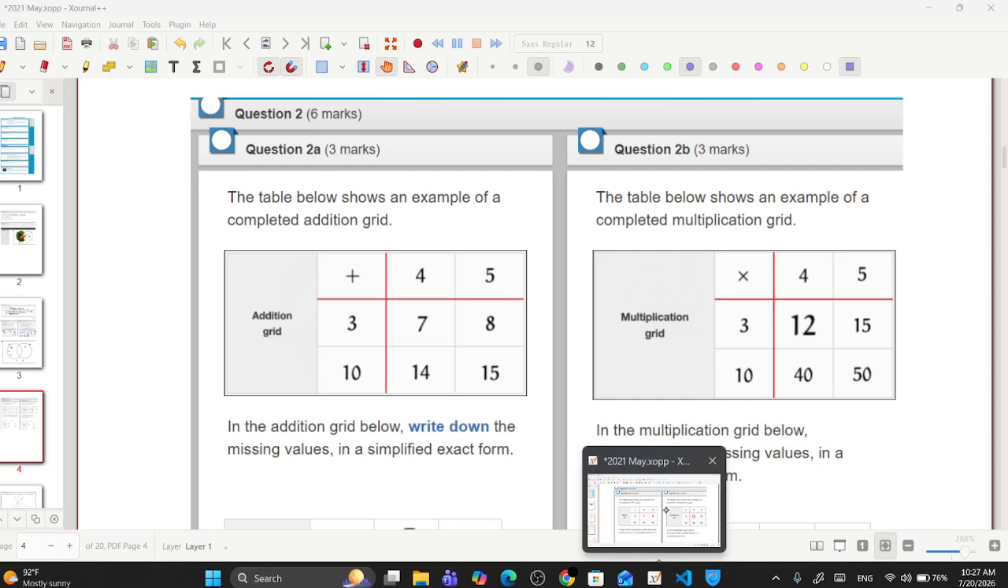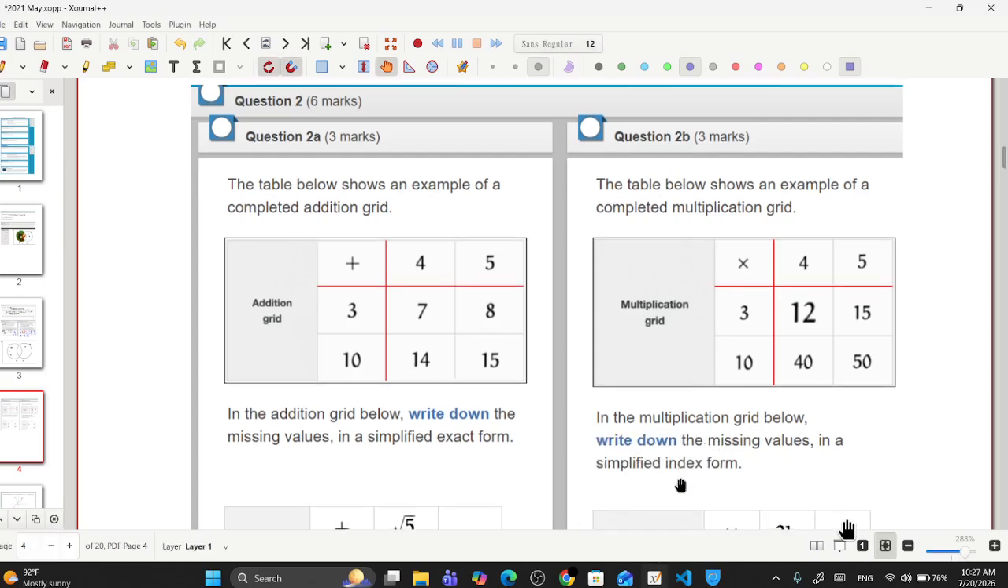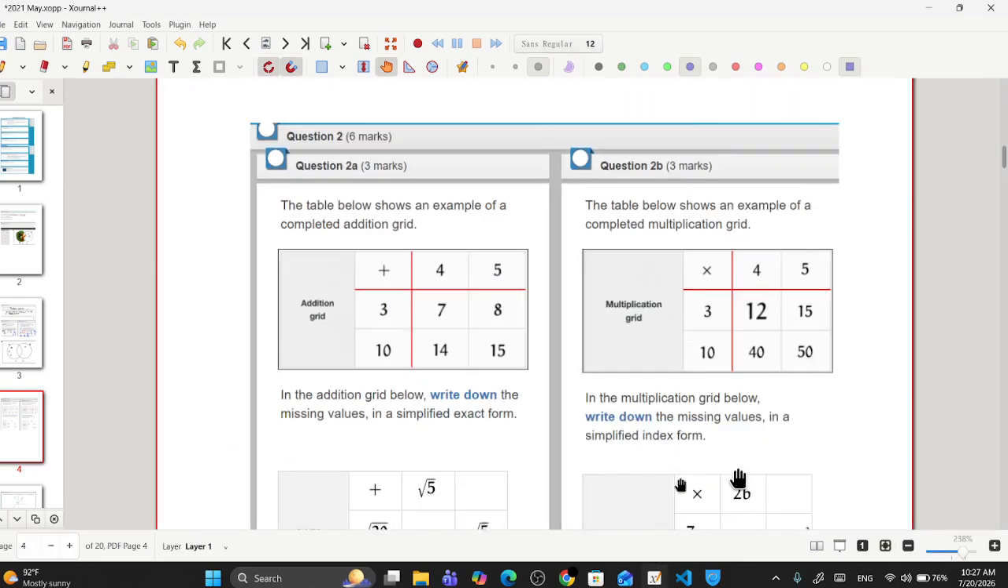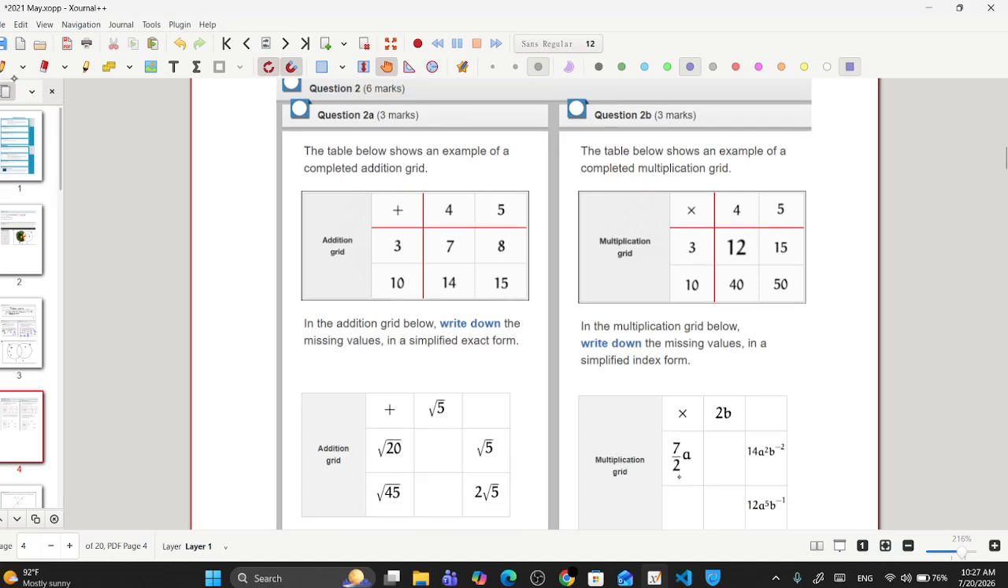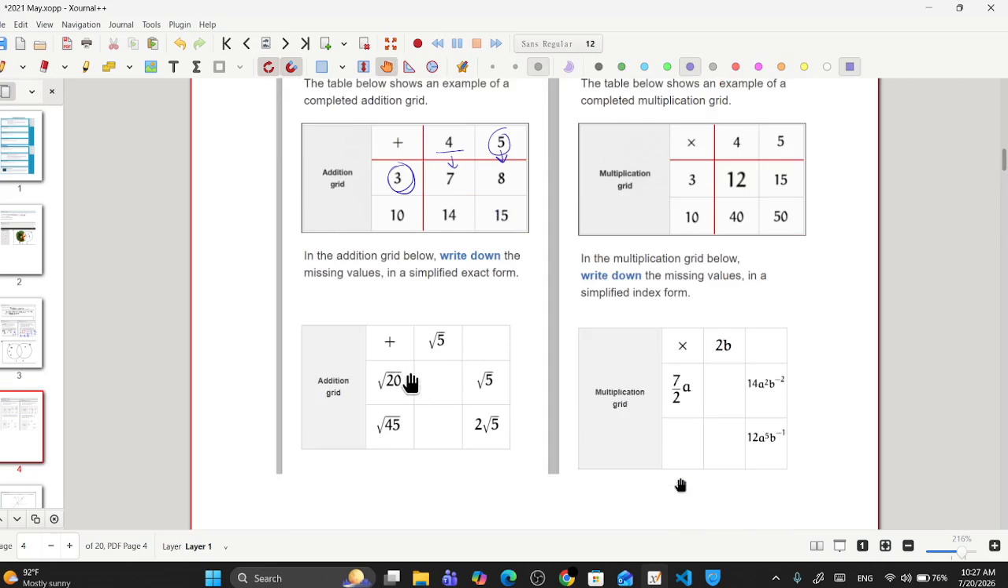So question number 2 says, the table below shows an example of a complete addition grid. So this is the addition grid basically. 3 plus 4 equals 7, 3 plus 5 equals 8, 10 plus 4 equals 14, 10 plus 5 equals 15. Alright. So it says root 20 plus root 5.